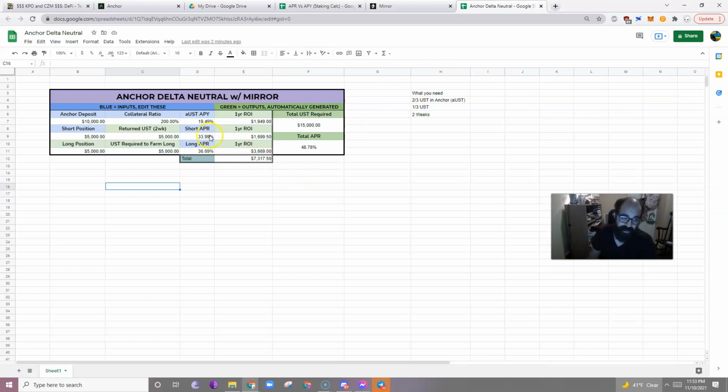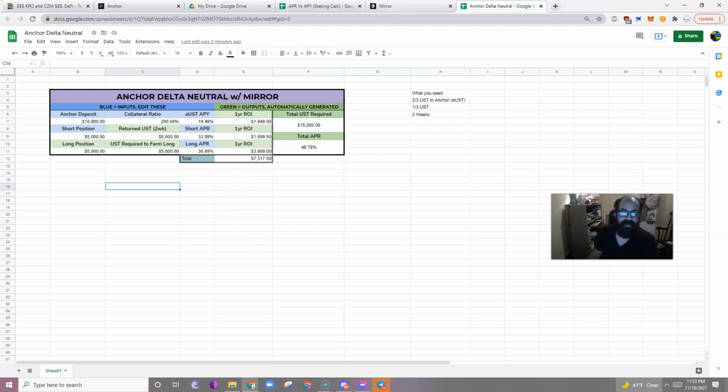And if you want to turn this APR into APY, my actual recommendation is that you only compound the long position. That way you can avoid collateralizing your UST, which wouldn't be maximizing UST. What you could do is take all that UST and put it back into Anchor for 20%, but the long position is going to have better APR, so that's what I recommend doing.